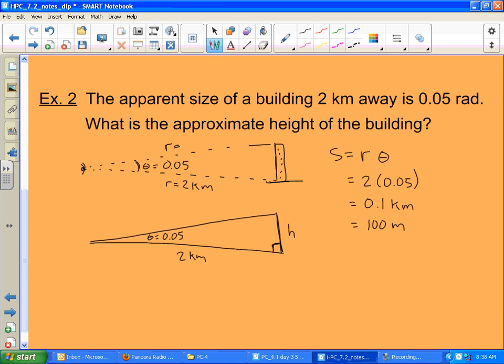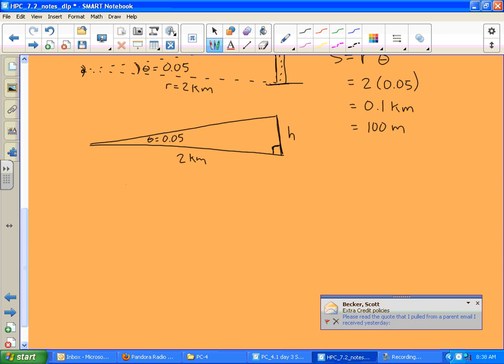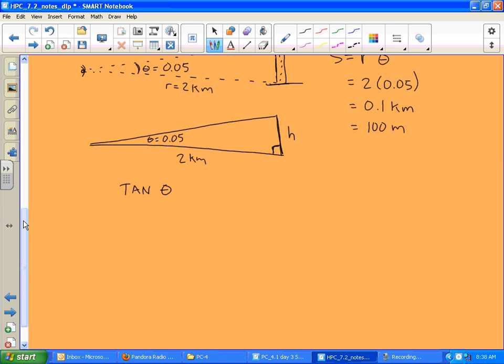In this case, we get a first look, although you guys have seen tangent before, at what happens if, using this right triangle, we consider the tangent of theta being the opposite side, which is the h, over the adjacent side, which is the 2 kilometers. Knowing that theta is equal to 0.05, we have tangent of 0.05 equals h over 2. If we solve this for h, it would also equal 0.1 kilometers, which is the same thing we got up here.